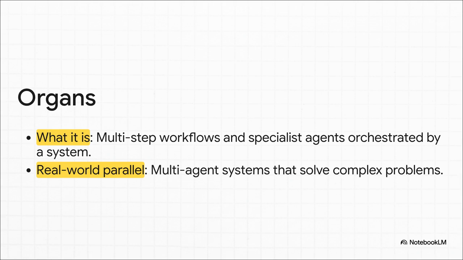You might have one main orchestrator agent that manages a whole workflow. For example, it could tell one specialist agent to browse the web, another to summarize the findings, and a third to write the final report. It's like having a whole team of AI specialists working together on a project.